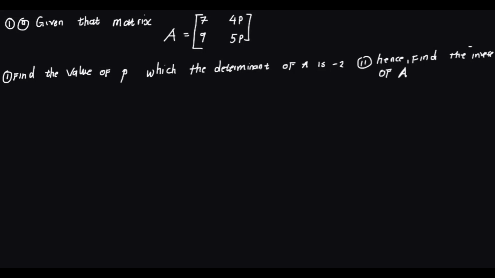In this video, we are going to look at question 1 and 2 of Mathematics Paper 2 for External 2020. Now here we will have the first question, question 1a, given the matrix. So we have this matrix here. So it has entries such as 7, 4p, 9, and 5p here. So the first question for this problem is find the value of p which the determinant of A is negative 2.